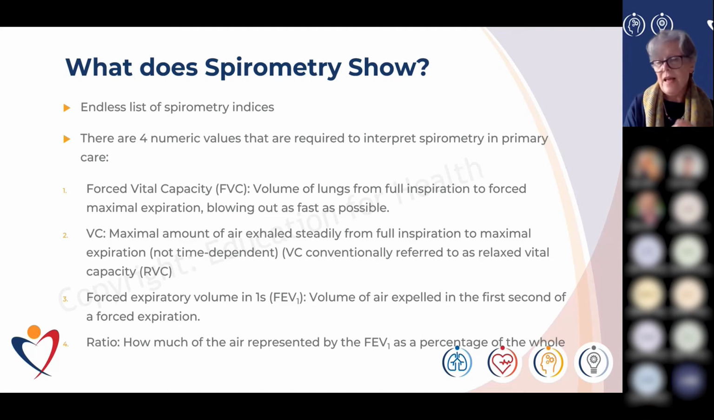And finally, we have the ratio. So how much of the air represented by that FEV1, that amount of air in that first second, as a percentage of the whole. And we use that to determine different patterns of spirometry. So those are the 4 indices that you really need to be familiar with. And the rest really are used perhaps in secondary care and in other lung conditions. But generally speaking, in general practice, those are the 4 that we concentrate on.